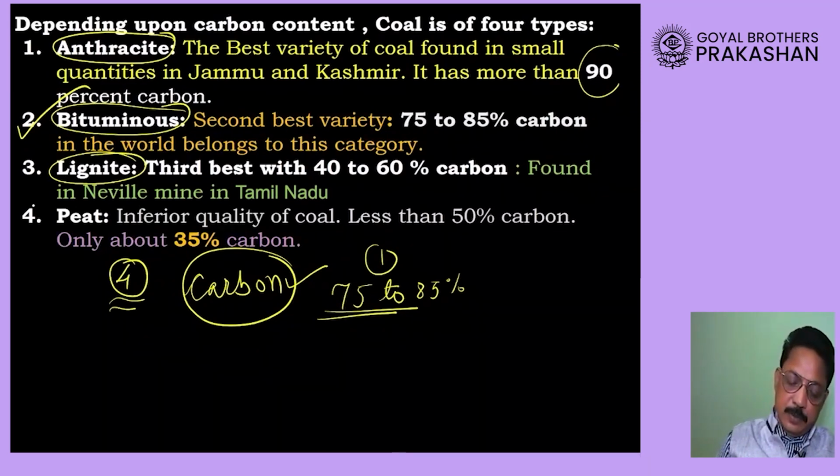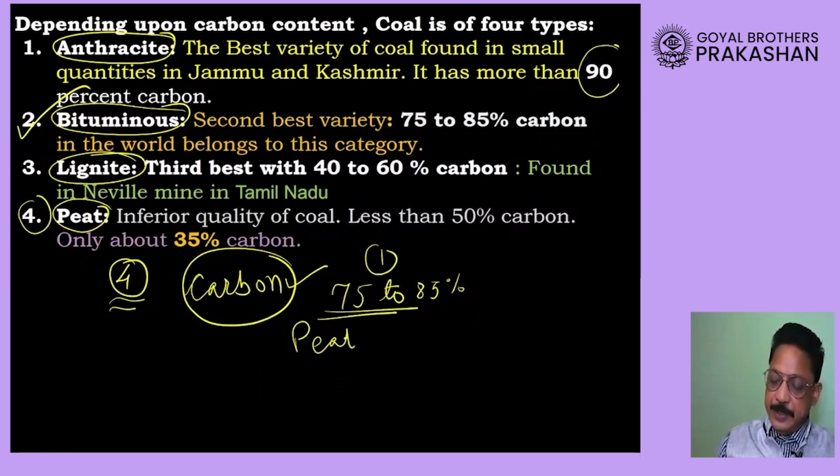And the fourth quality or fourth type of coal, dear students, is called peat, and this is the poorest quality of coal because its carbon content is less than 50%. In fact, it is around 35%. So because the carbon content is less, peat is an inferior type of coal.